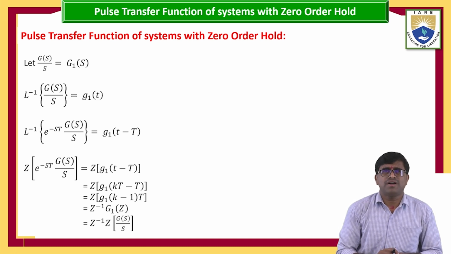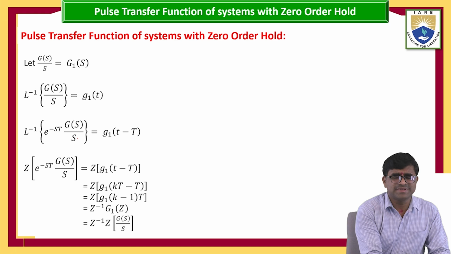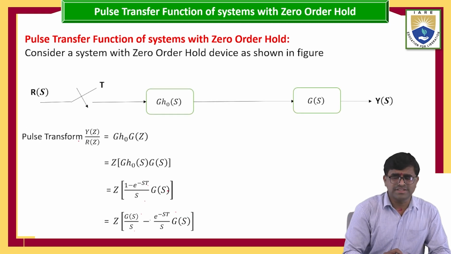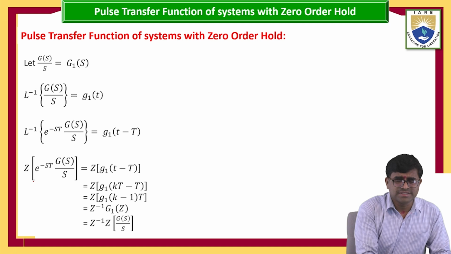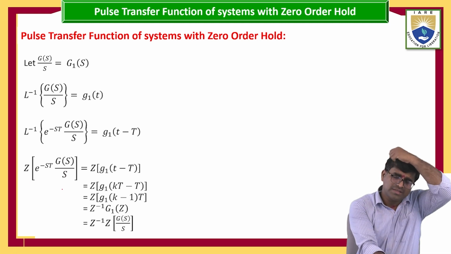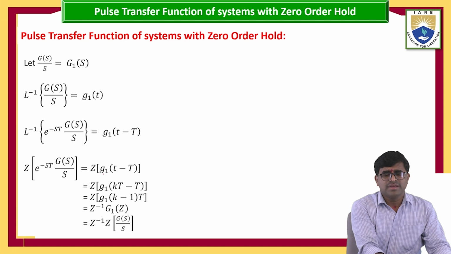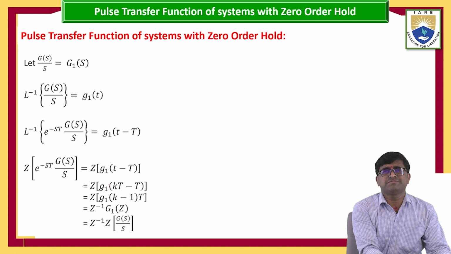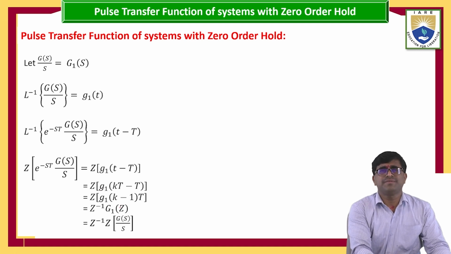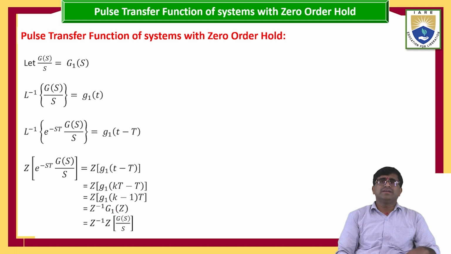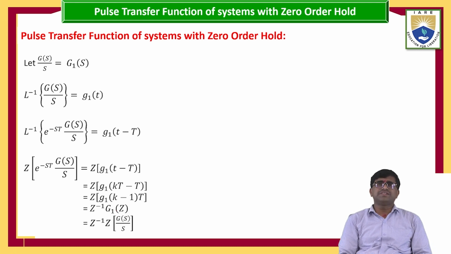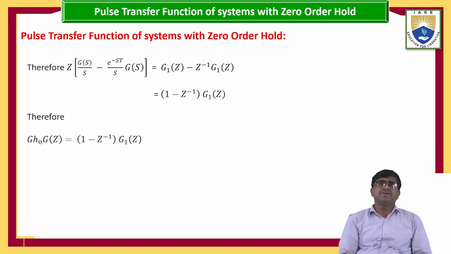For the second term, the Z transform of e power of minus sT by S is a unit time delay. That's why it comes as Z of G1 of t minus T, where t is k into T. Taking the mathematical expression, we got Z of G1 minus Z inverse into G of S, substituting Z inverse of Z into G of S by Z.